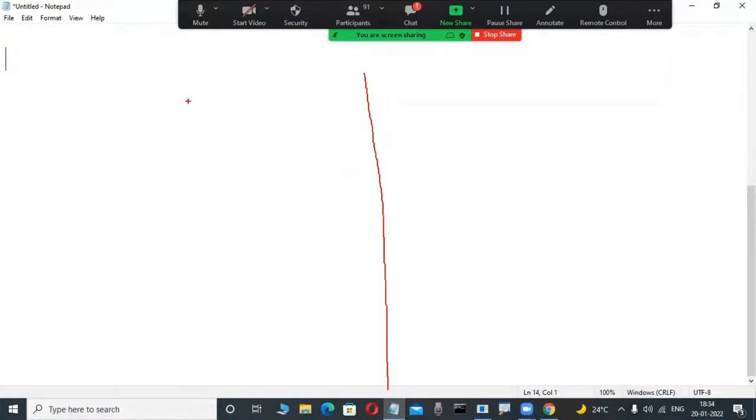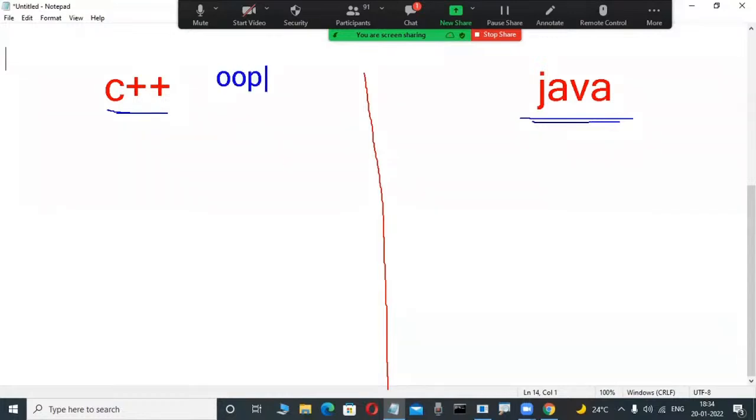Now check it out. Just observe for five minutes, it is enough. This is a demo, just observe what is going on. C++ is a language and Java is a language. These are two popular object-oriented languages. In object-oriented languages, some OOP concepts or features are there. Here also OOP concepts are there, and here also OOP concepts are there.